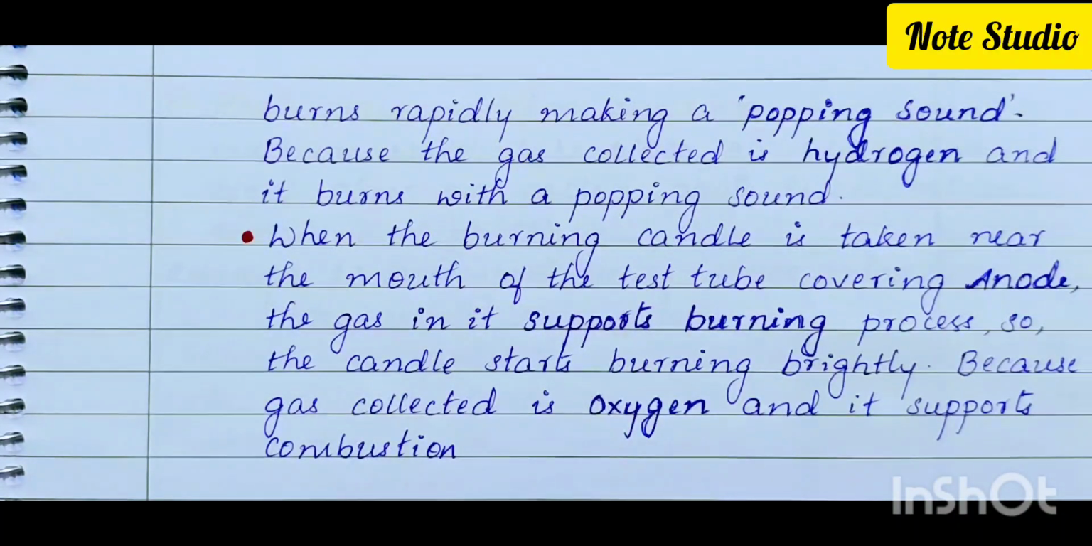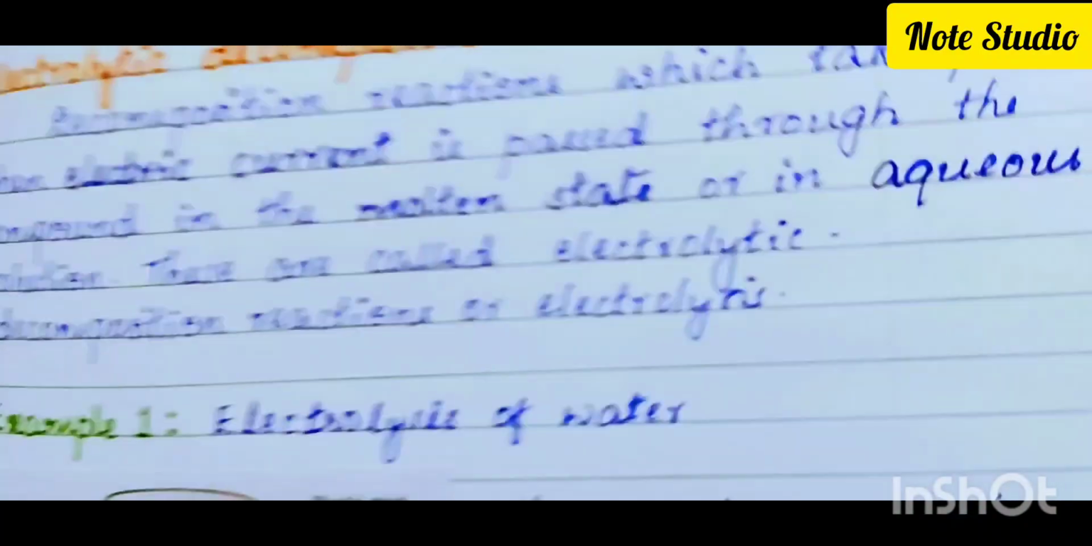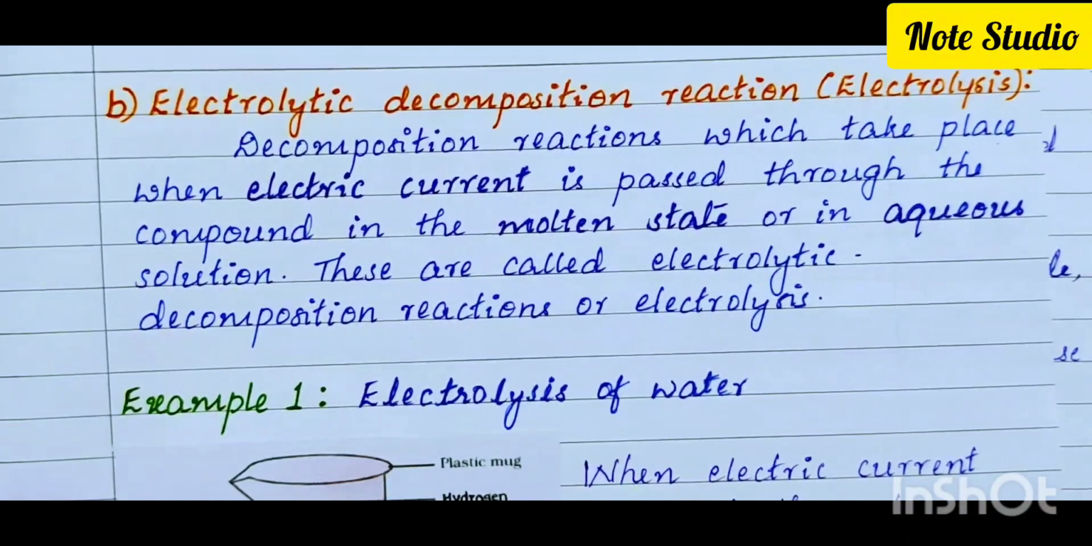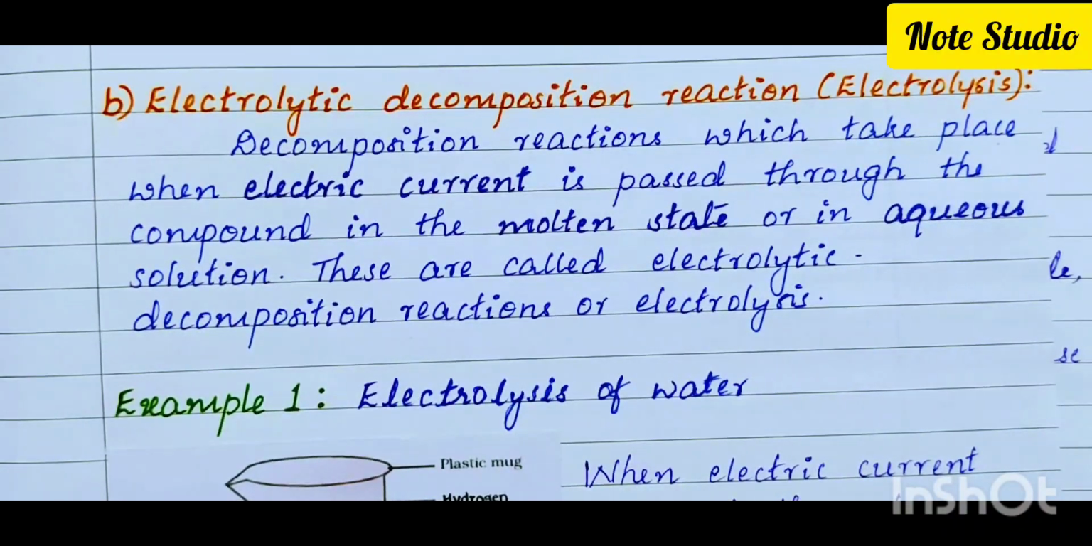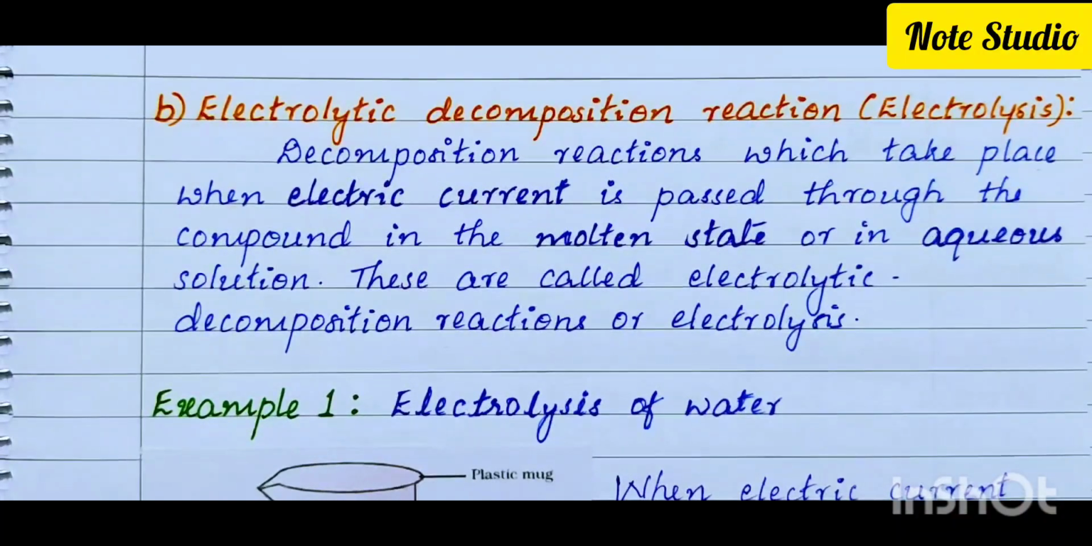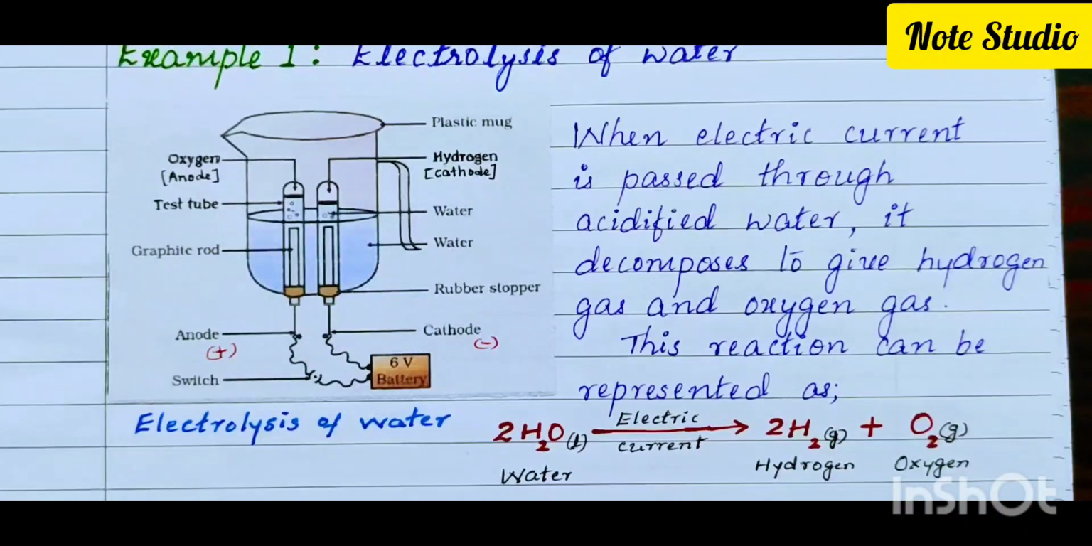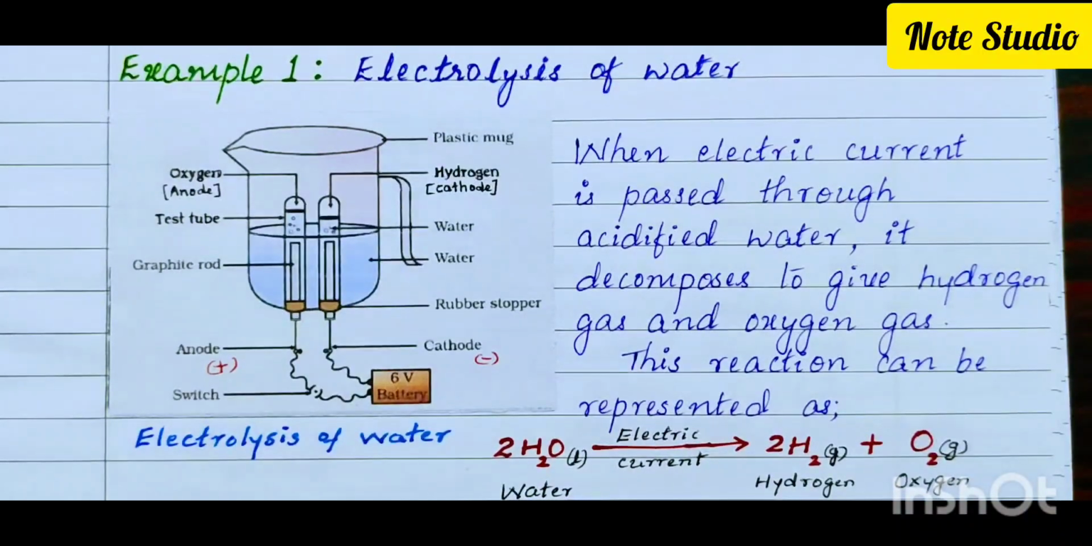So I hope you have understood this activity or this example. It is about electrolysis of water, electrolytic decomposition, which we have studied now. In this type of decomposition, a single reactant, for example, we have taken electrolysis of water. So here a single reactant like H2O splits into two or more products with the help of electric current or electricity. So this is about electrolytic decomposition. In the next video, we will study the third type of decomposition reaction.